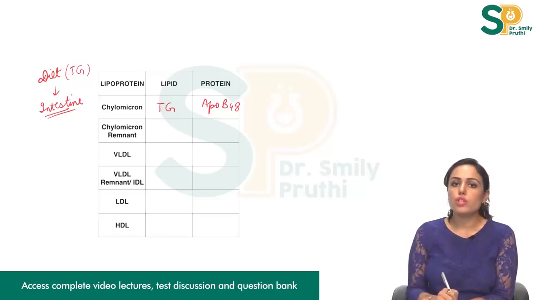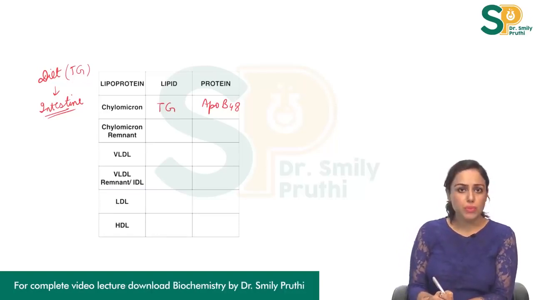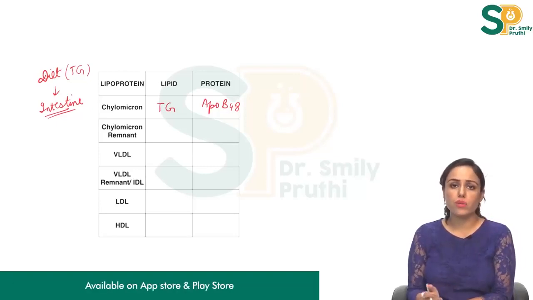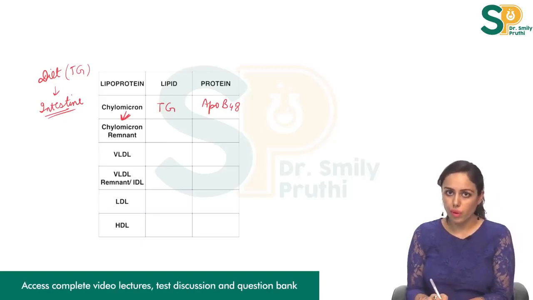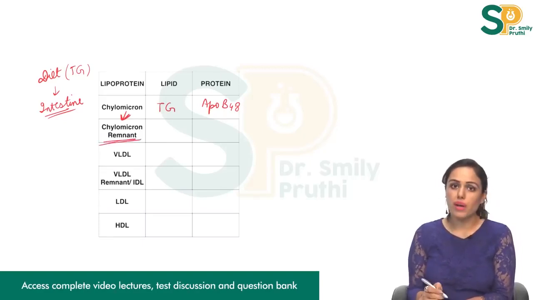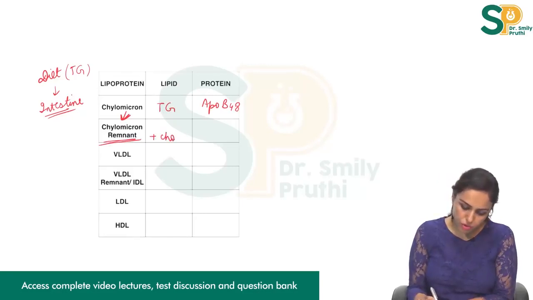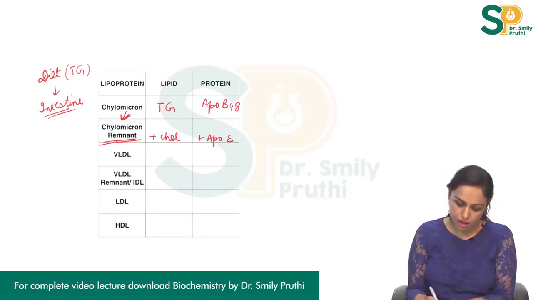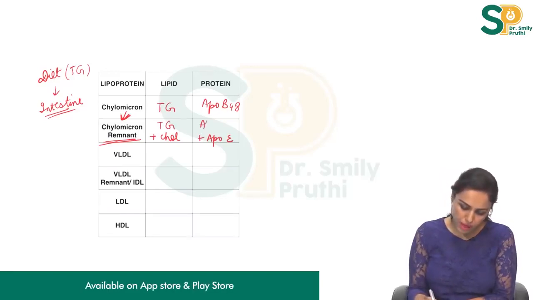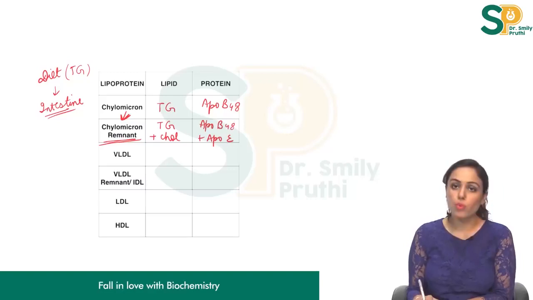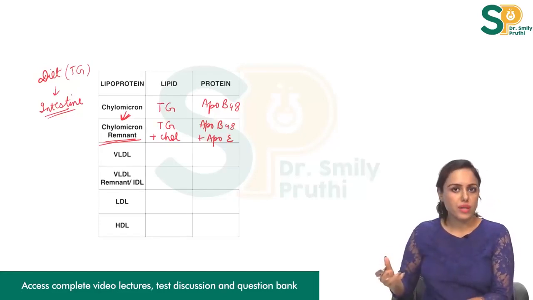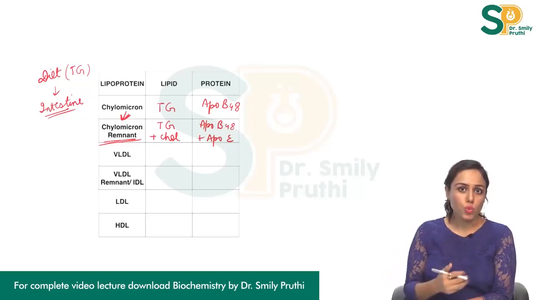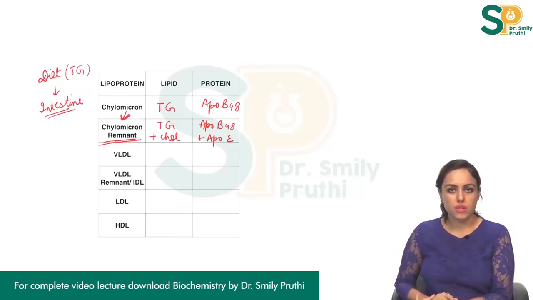Now, chylomicrons are moving in circulation. They will keep giving this exogenous triglyceride to the body cells, and finally, they become smaller in size, known as chylomicron remnant. Whenever you have to write about a remnant, in the lipid you have to add cholesterol, and in the protein you have to add ApoE. So, chylomicron remnant contains lipids triglyceride plus cholesterol and proteins ApoB48 plus ApoE. It is very easy to learn. Chylomicron is one word, so one lipid, one protein. Chylomicron remnant, two words, so two lipids, two proteins, right?